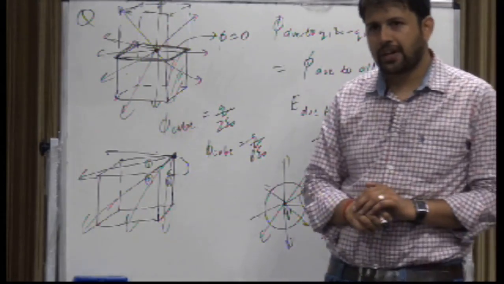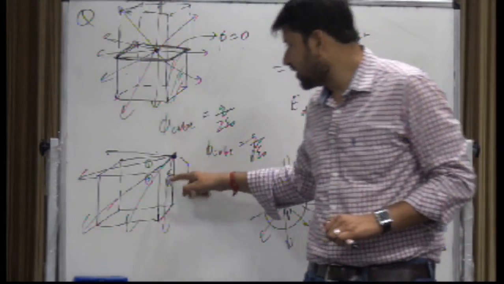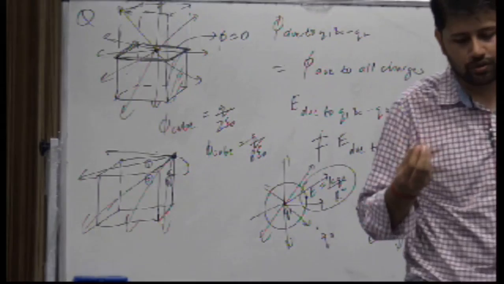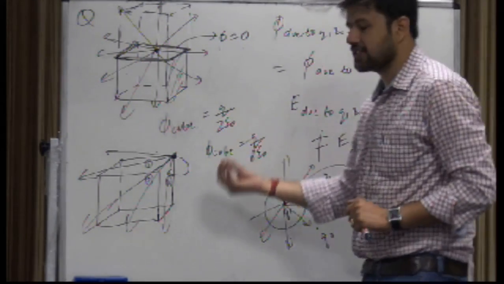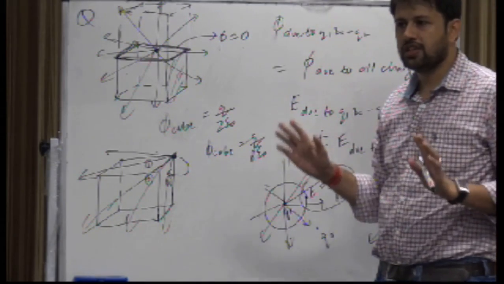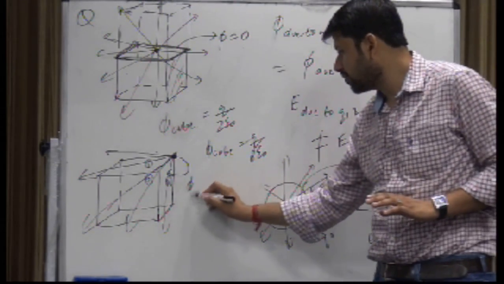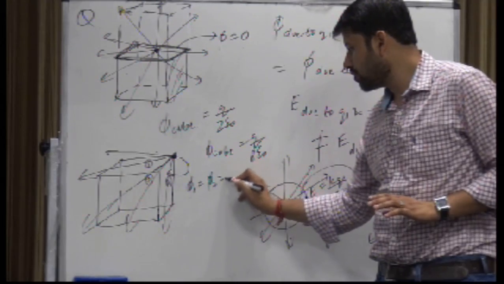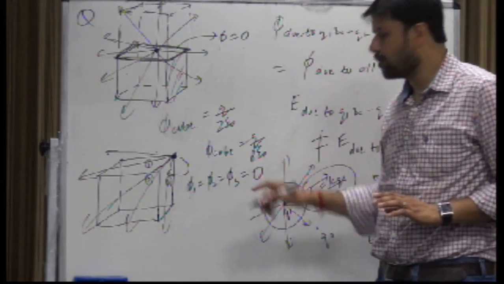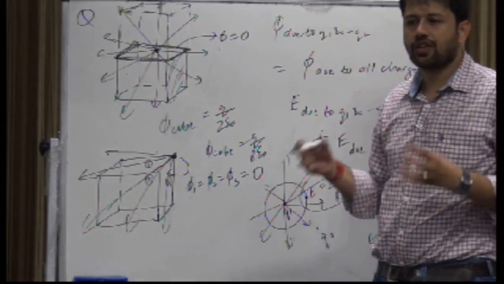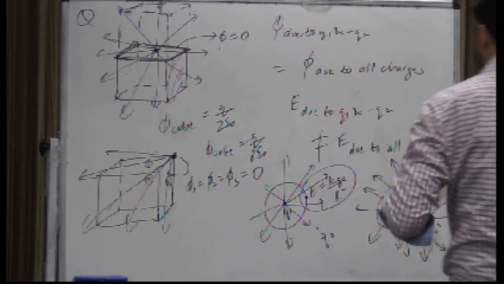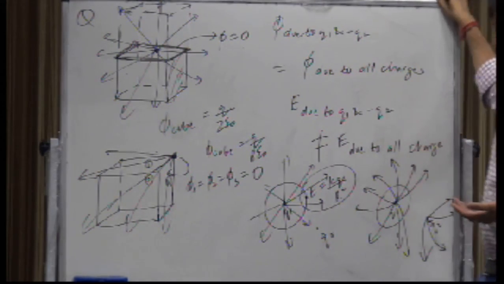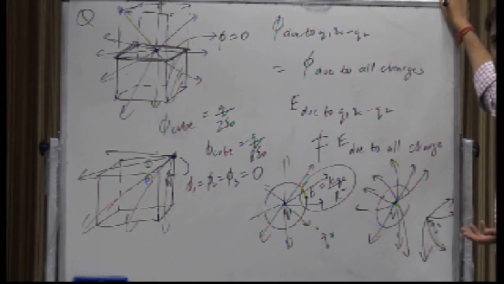So what would happen actually? For 1, 2 and 3, the 3 faces which share this corner, the flux would be 0. So flux 1, flux 2, flux 3 would be 0. What about the rest 3? For these actually it is very handy if we have a model, and I don't have a model right now. If you could just find a model, it would be a great help.